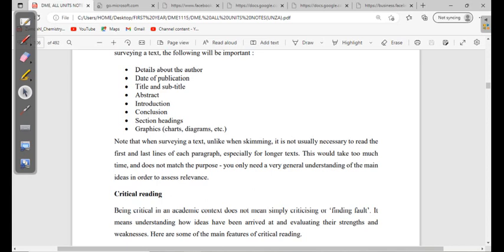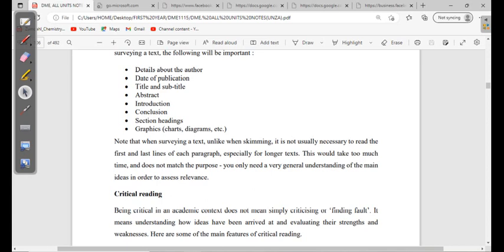And also you need to look at the title and subtitle. You need to look up the abstracts, introduction, conclusion, section headings, and graphics. Graphics include charts, diagrams, and pictures. So you need to look at what is the general understanding of this text. What is the text really talking about?